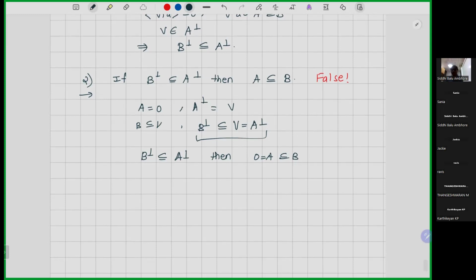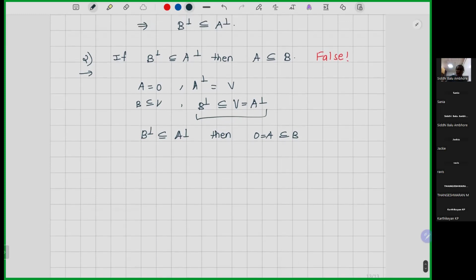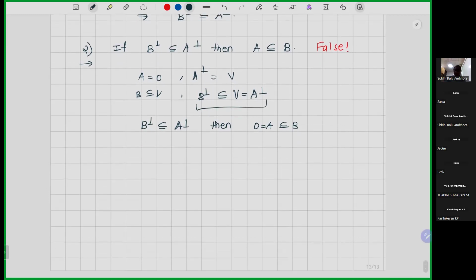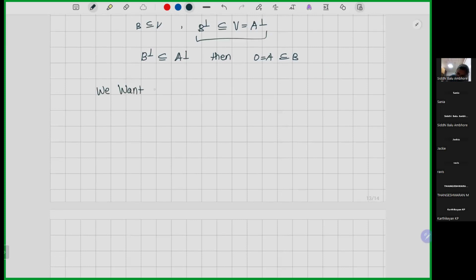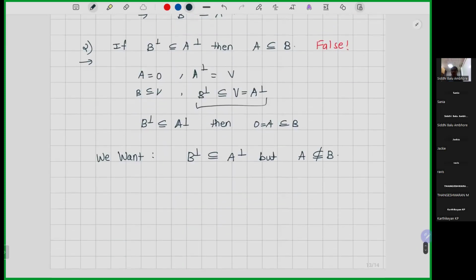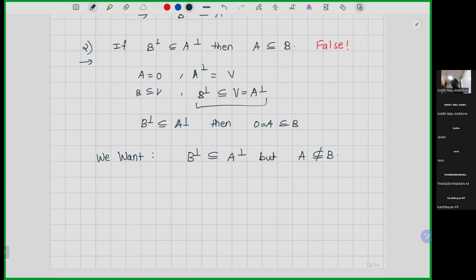Can you give me the counterexample? That is, orthogonal complement of B is contained in orthogonal complement of A, but A is not contained in B. So what I want is orthogonal complement of B contained in orthogonal complement of A, but A is not a subset of B. This is what I want as a counterexample. Any guesses?